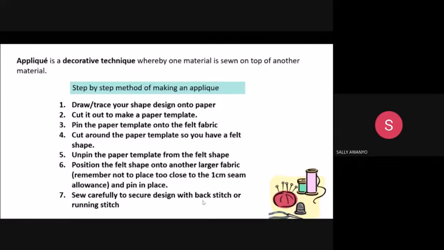Now you position the felt shape, which you've actually made. You position that, and that will be your design, of course, onto another larger fabric. It could be a t-shirt, it could be a table cover, or whichever. But you place this design over it, and then you stitch around. You can do hand sewing, or you can use the sewing machine carefully to go around this.